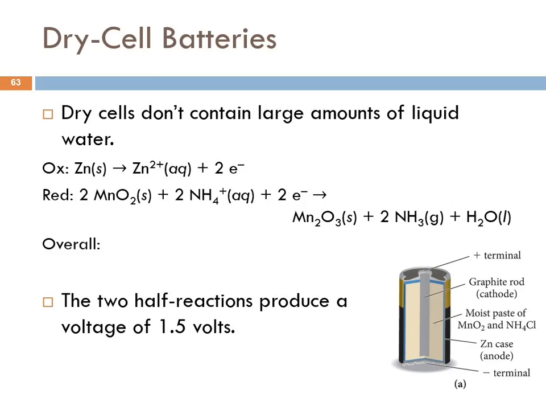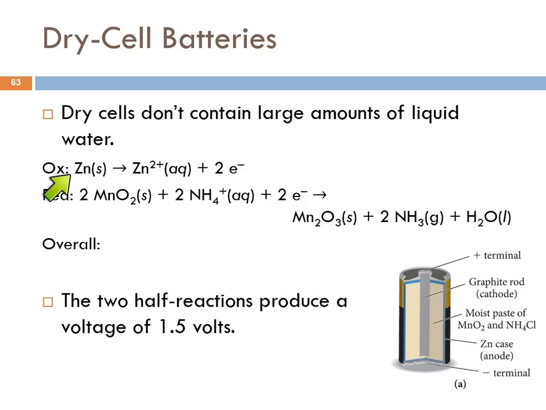There are dry cell batteries. These are what you think of as your regular household batteries, the batteries you might have in your flashlight. And they're called dry cells because they don't have a lot of water in them. It's more of a paste. So here are the half reactions that occur in a standard dry cell battery.